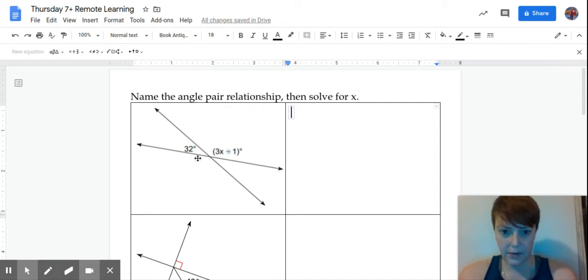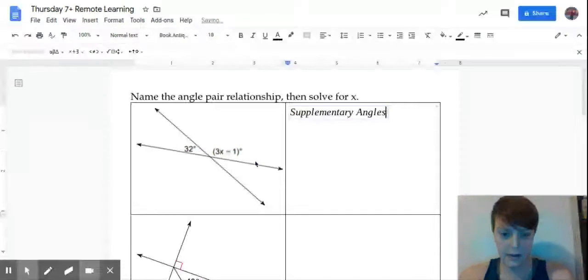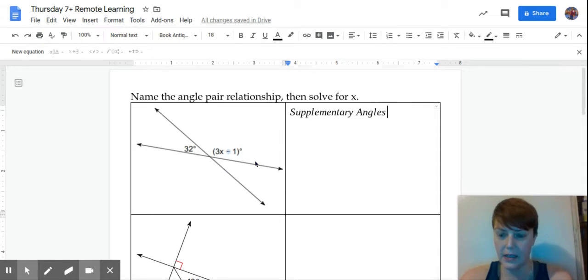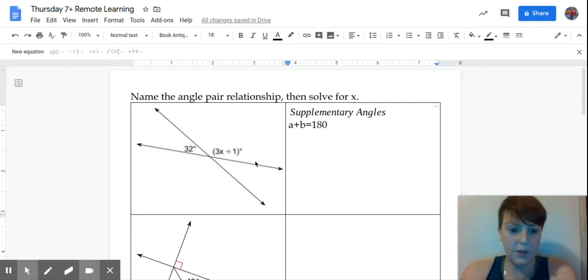This first one, if we look at this, these two angles form a straight line. So these are supplementary angles. Sorry, it's writing weird for the moment, but I had to get my equation editor up. And then it says solve for x. Now, supplementary angles, if we recall, add to equal 180. So a plus b equals 180, where a and b are the two angles that we're talking about.